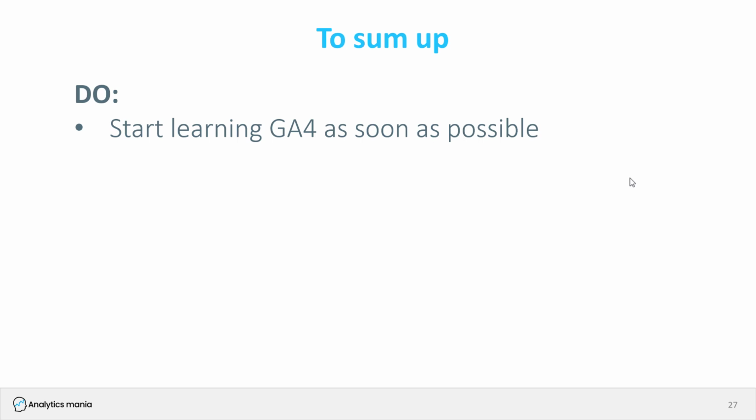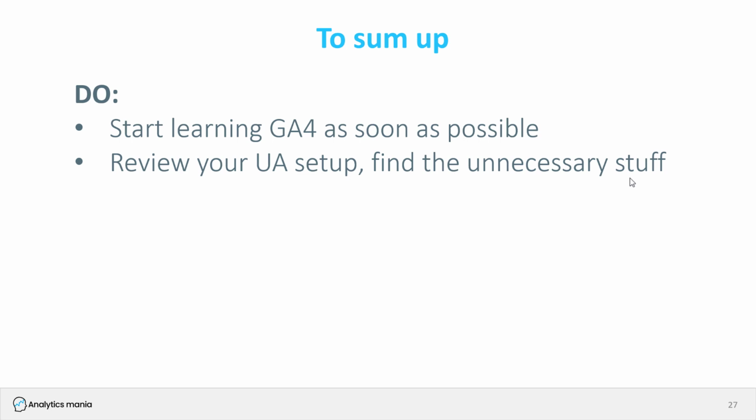But if it is possible, for example, maybe you're planning to do a migration after a month, then try to spend that month right now learning and reading about GA4, because that will help you avoid certain obstacles in the near future. Then review your Universal Analytics setup and find all the unnecessary stuff. I can bet that there are some events that are no longer used, so why should you bother migrating them?